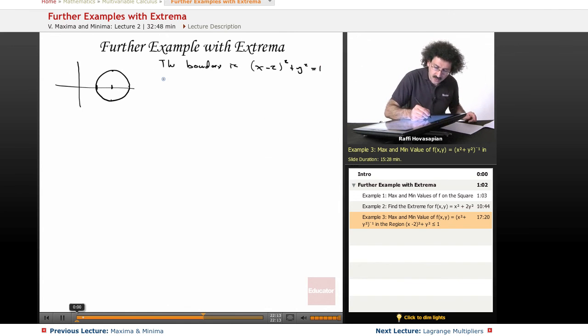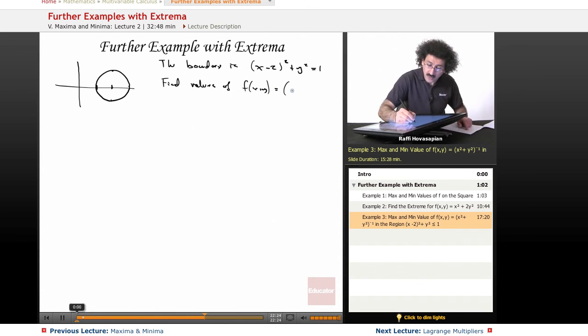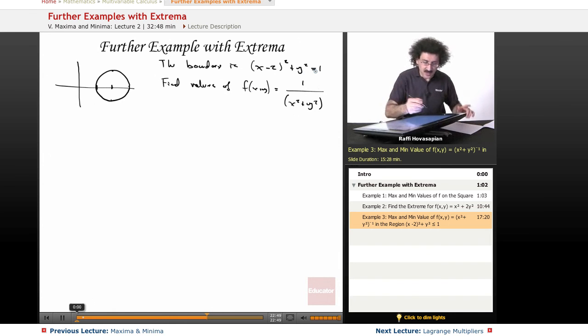Let me rewrite the function. So find values of f of x y, which is equal to 1 over x squared plus y squared to the 1 power. Let me write it as a fraction so that we have positive exponents. So that's actually what we're looking at. How can we find the values of this function on this circle?